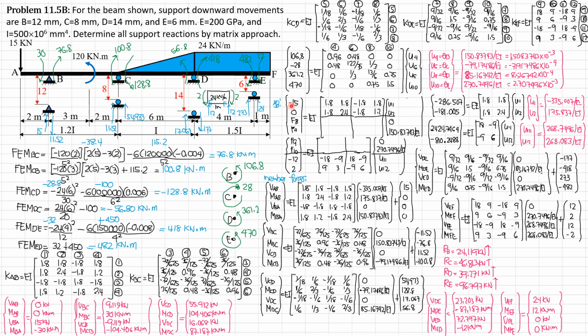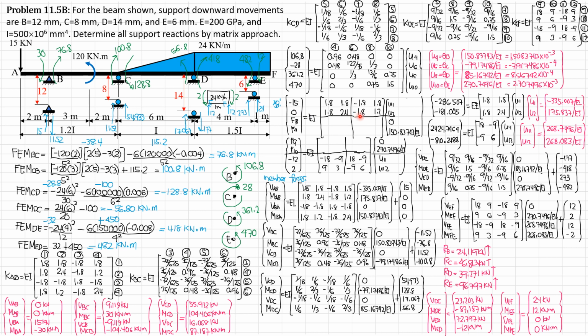So let's expand. Negative 15 is equal to negative 1.8 times 0 plus 1.8 times 150.83743 over EI. So cancel EI because we have EI here. So therefore, this force value here becomes negative 15 minus 1.8 times 150.83743. And that would be negative 286.507.